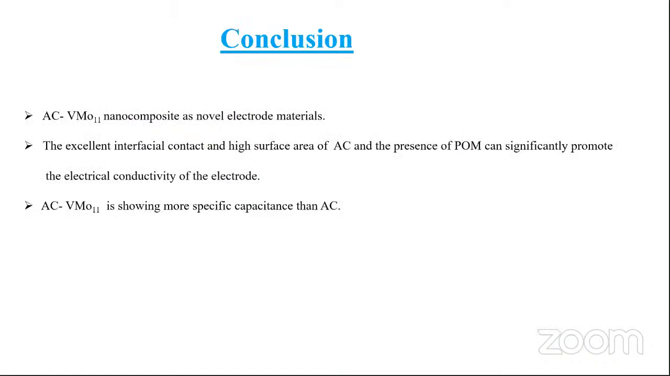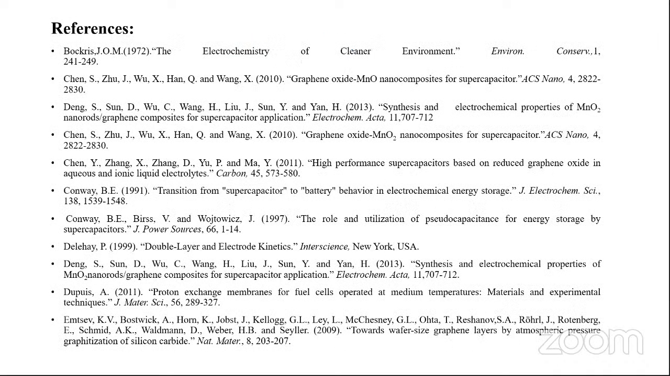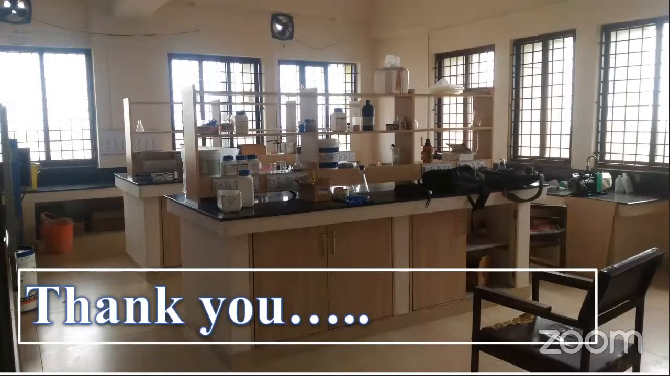And the conclusion: the material we prepared is a novel electrode material. When we introduce polyoxometalate to the AC, it becomes a very good electrochemical electrode material. And one more thing, the cow dung is a waste material. From that, we are preparing a new material, and we expect it will be a very good electrode material for the future. These are my references, and thank you.